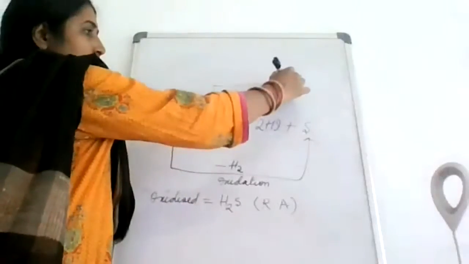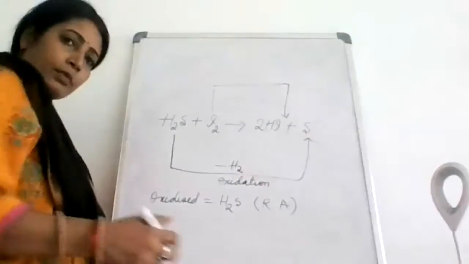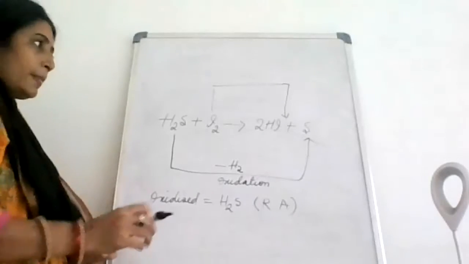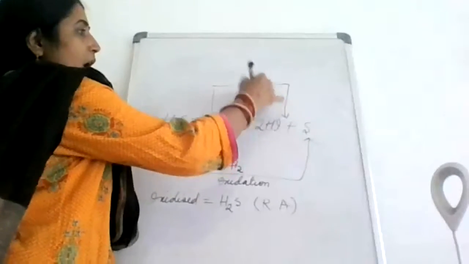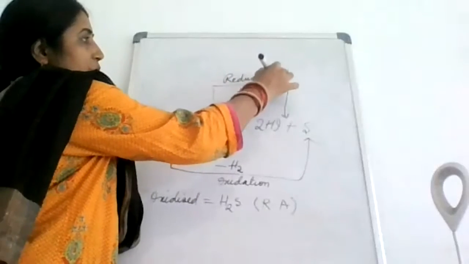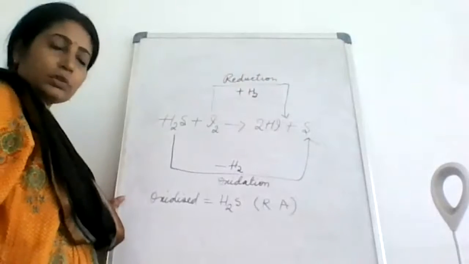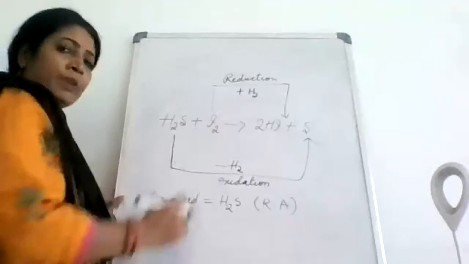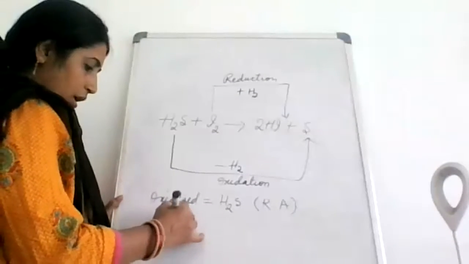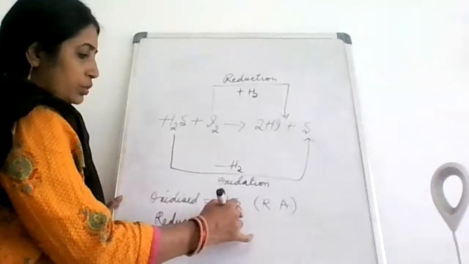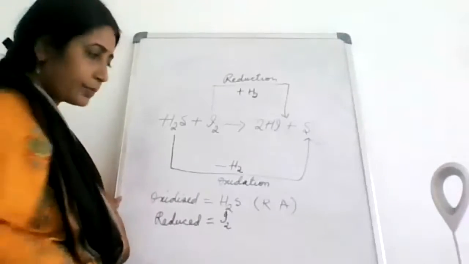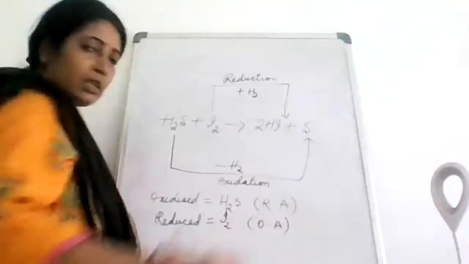Now the arrow of I2 will go to HI. What is happening here? Reduction, because addition of hydrogen is taking place. Since addition of hydrogen is taking place, this is the process of reduction. So I2 will be said to be reduced. I2 is reduced, so it is acting like an oxidizing agent.